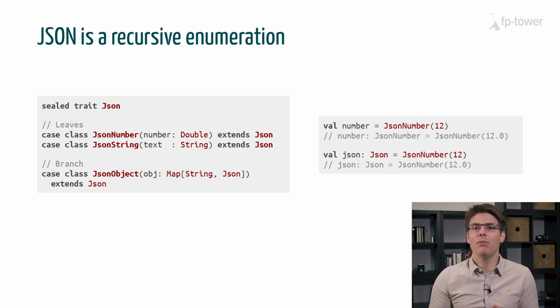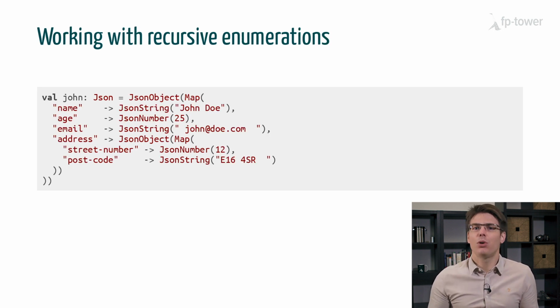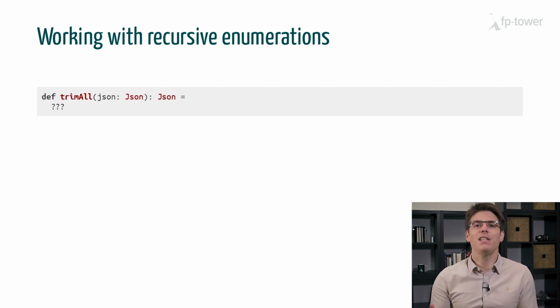So let's try to implement some functions that work with JSON values. Imagine we store some records in our database in the JSON format, a user profile, for example. And let's say that we discovered that for the last couple of months, the form that captures a user's data wasn't trimmed, which means that we may have leading or trailing white spaces anywhere inside the user record. So how could we remove that? Let's define a function called trimAll that takes a JSON and returns another JSON.